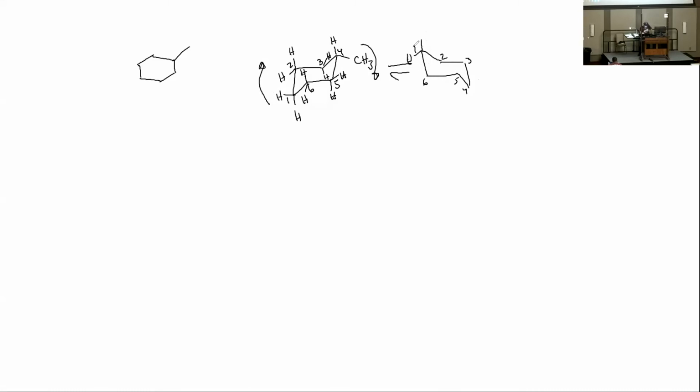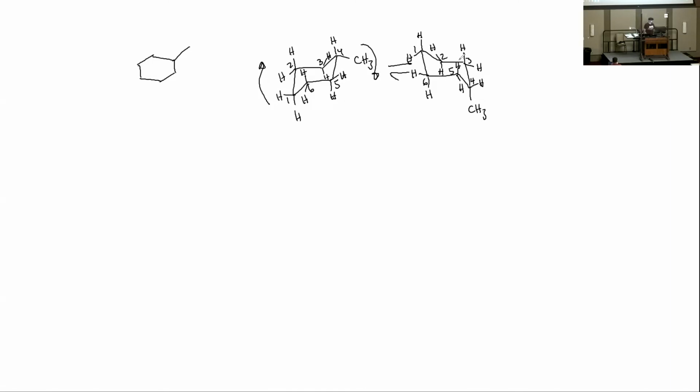Carbon 1 is just a CH2. Carbon 2 will look like this. Carbon 3, like that. The carbon I called 4 has the methyl group. So the methyl group had been equatorial. Now it's going to be axial. And again, this is also a CH2. And this one also a CH2. Let me just make that a little neater in spots. Yes, so this one is 4 and that one is 5.